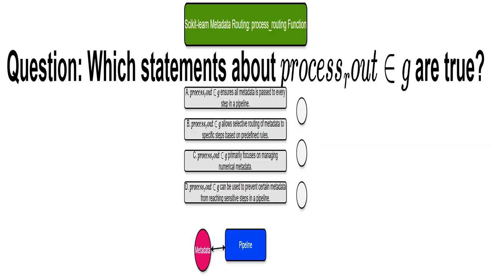This line presents the core quiz question. The question asks about what process_routing does and doesn't do in terms of handling metadata within a pipeline in scikit-learn. It's a multiple-choice question and we'll need to consider each statement carefully.